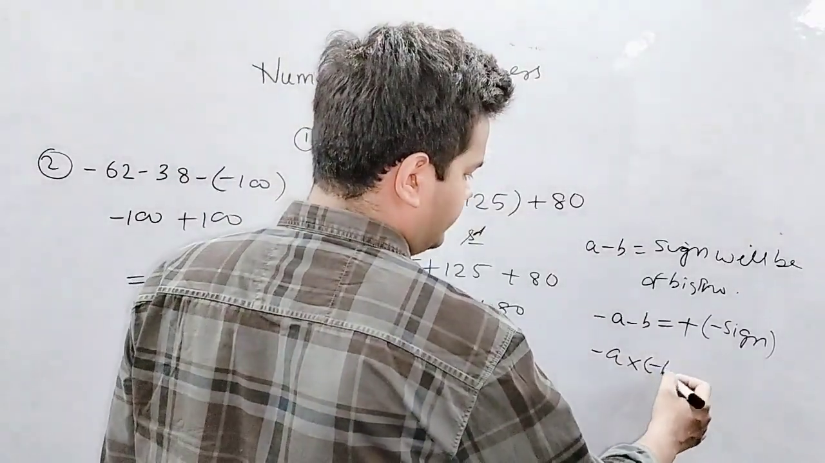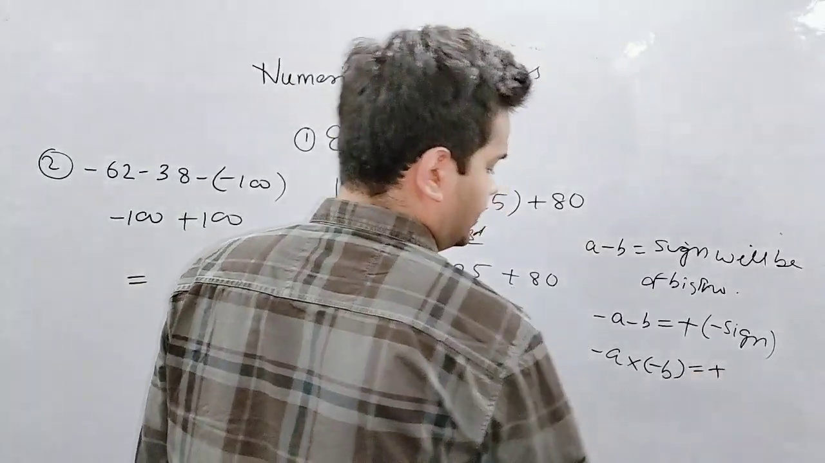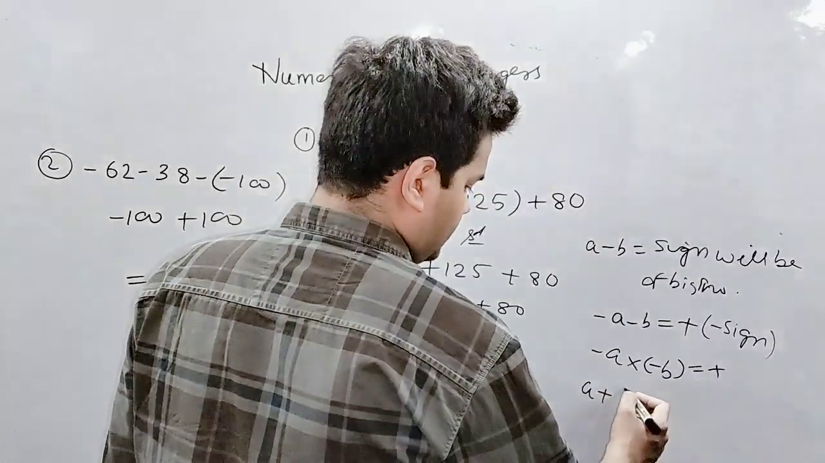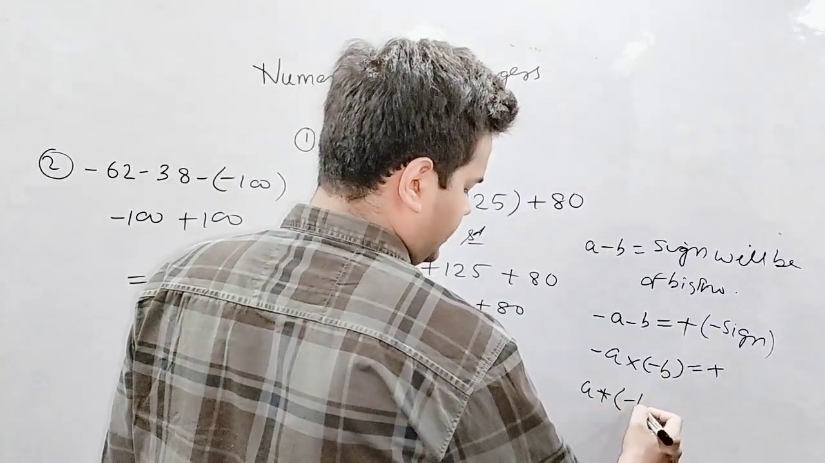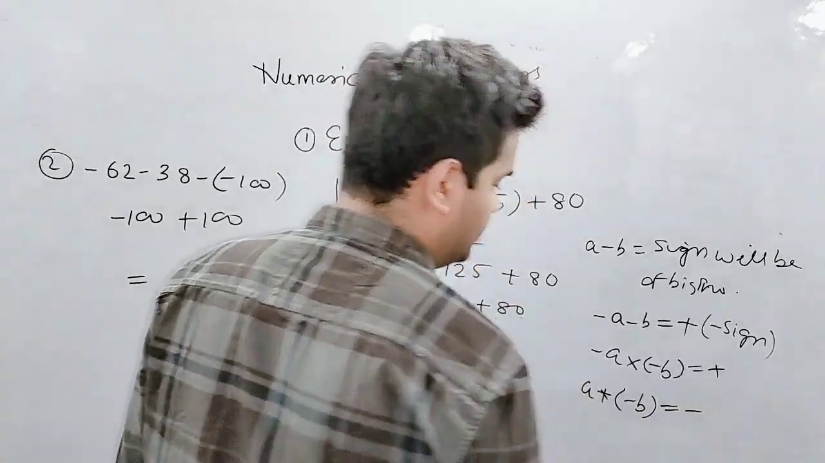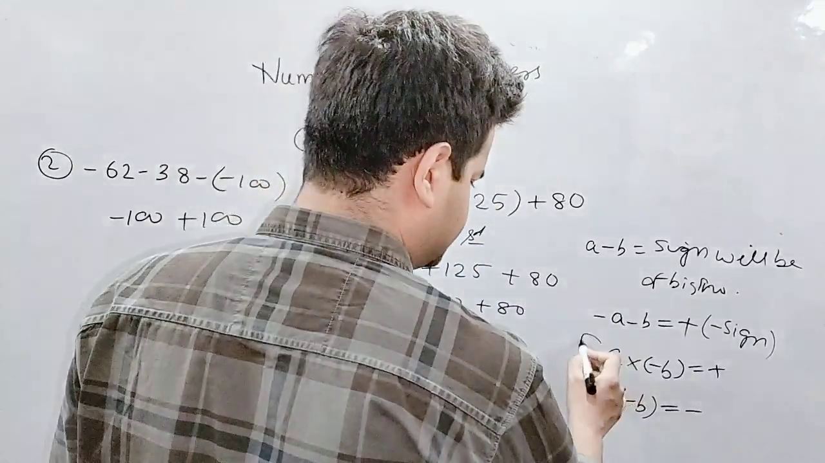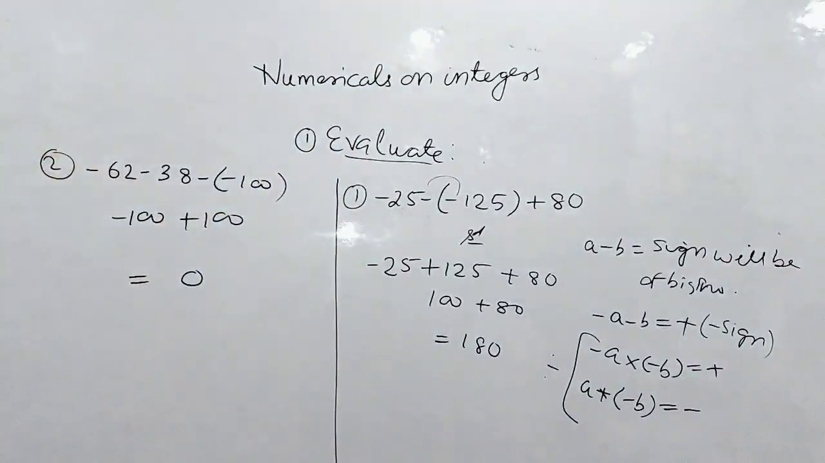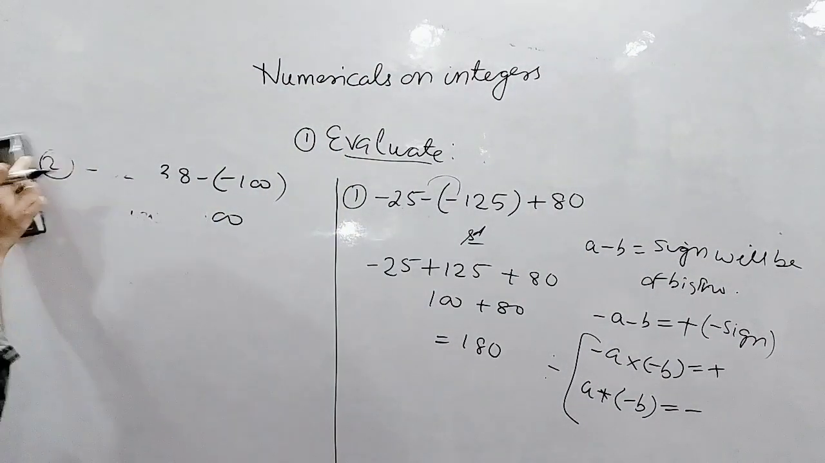If I multiply two negative integers, I will get a positive value. If I multiply a positive integer with a negative term, the value will be negative. Same goes for division also. So these are the basic rules. Okay, note it down.